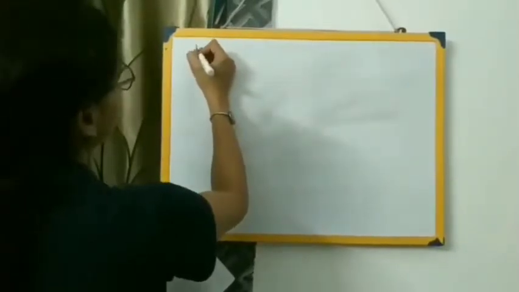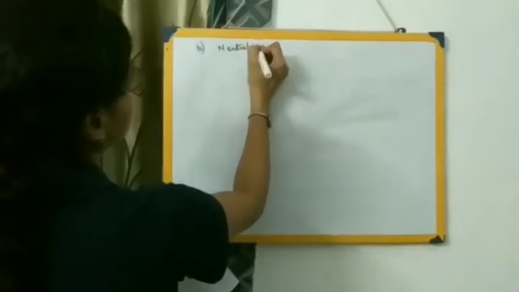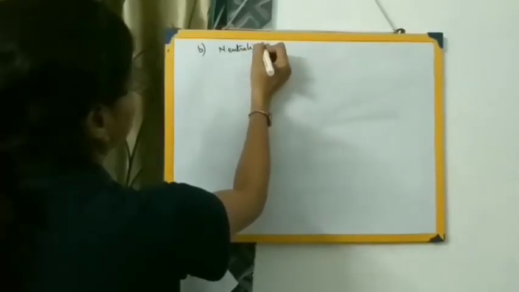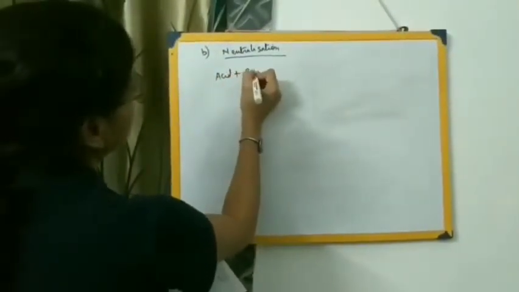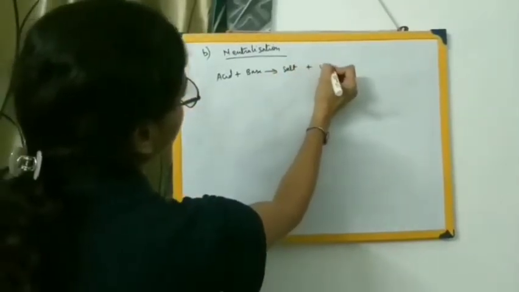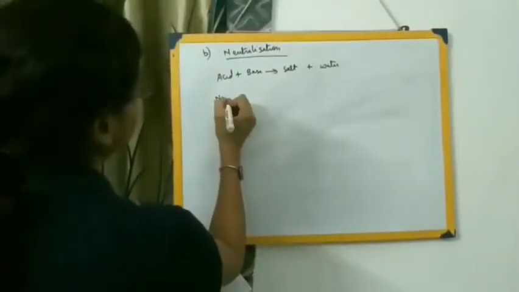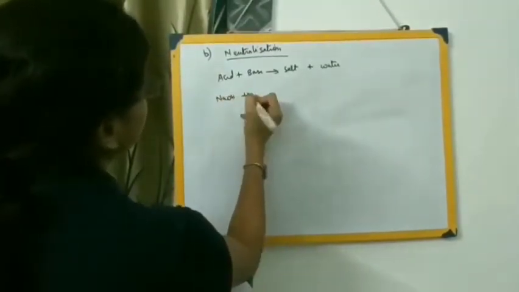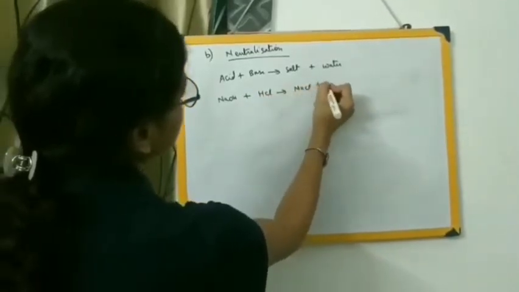So next we are having the neutralization reaction under the double decomposition. Now this is a very common type of reaction, that is, an acid reacts with a base to form salt and water. It's very common. Let us have an example, that is NaOH, which is a base, plus an acid, that is HCl, forming NaCl plus H2O.